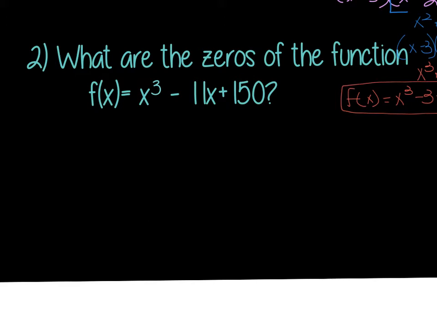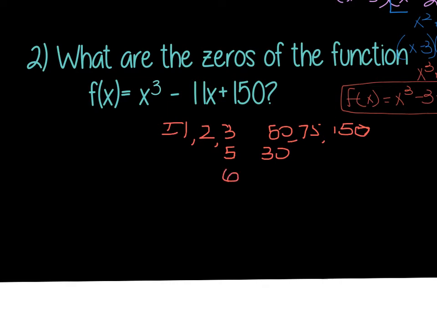So 150 is a big number. That means it's going to be a lot of multiples. So I get 1 and 150. I get 2 and 75. I get 3 and 50. Does 4 go into it? No. 5. I'm going to keep going down. 5 and 30. Does 6 go into it? Yep. 6 and 25. 7 doesn't go into it.